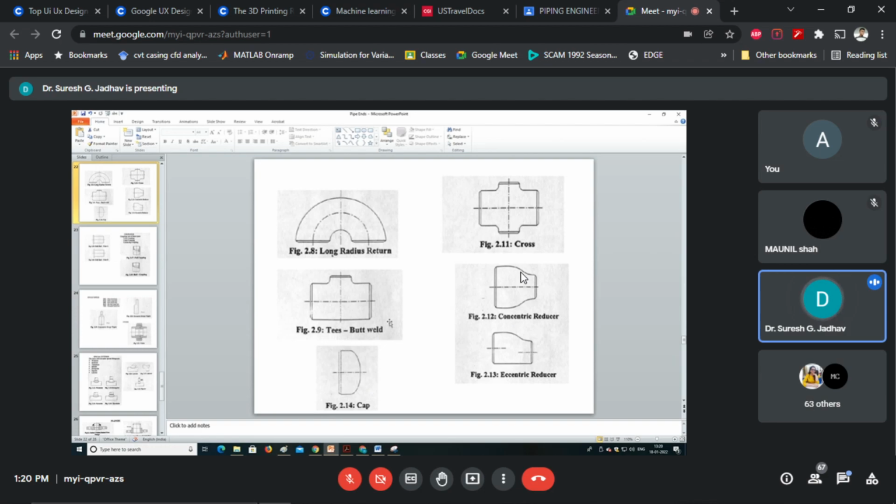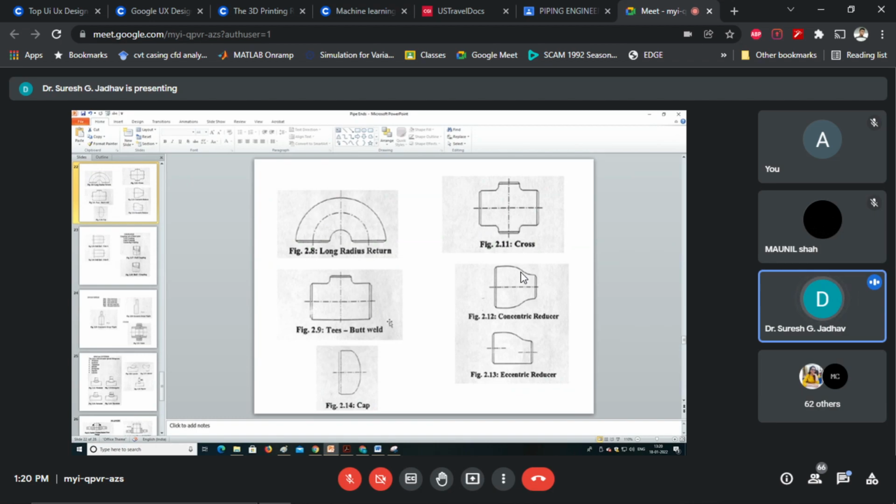The design code gives the calculation by which the requirement of a reinforcement pad can be established and provided for a branch connection, as per ASME B31.3 Appendix H. With the help of these standards, we can calculate the requirement of the reinforcement pad.